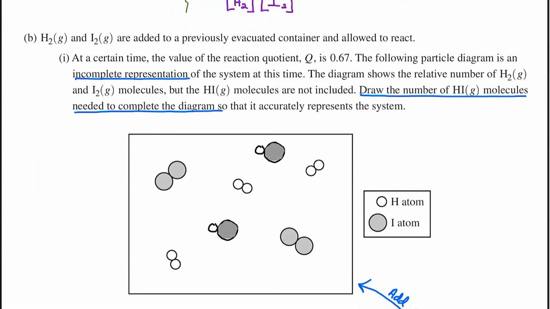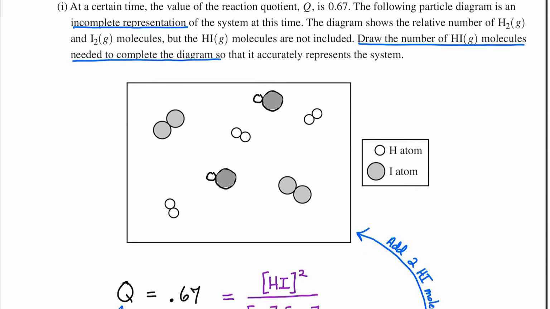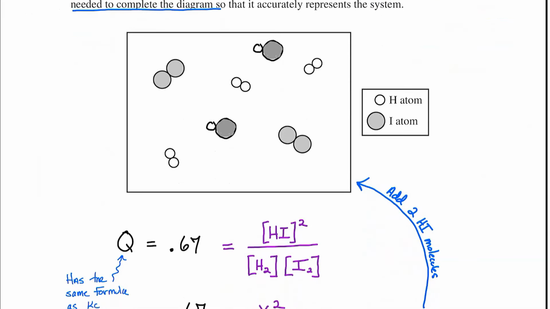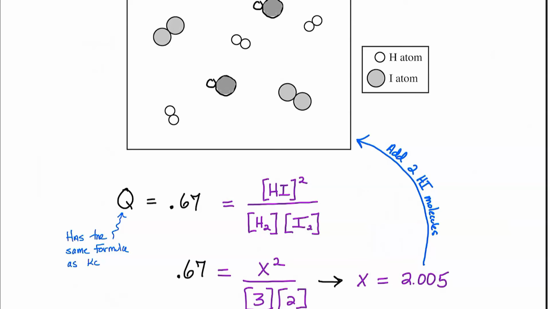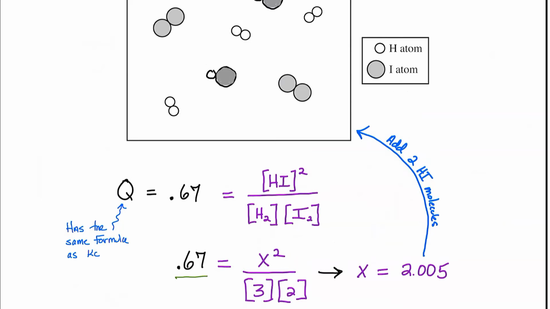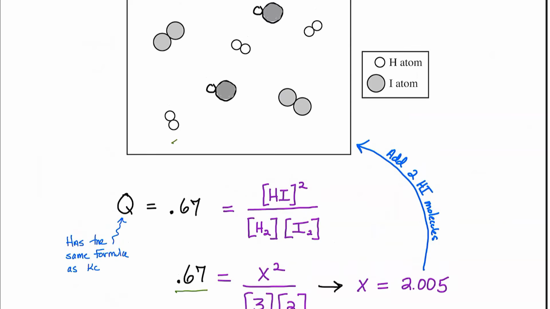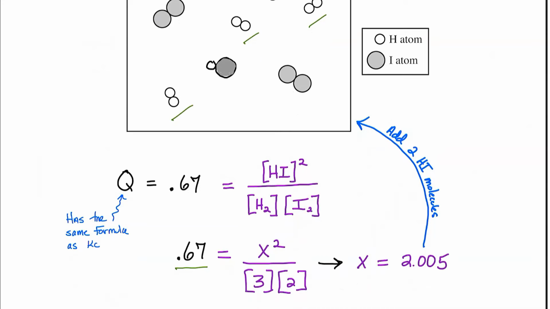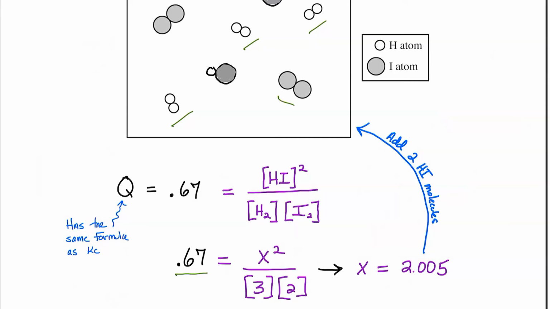Okay, so I know right away that Q and K, P, Kc, Ka, any equilibrium constant, have the same formula. So even though you probably have never done this, we're going to solve for what the other value is in the Q. If you know the Q is 0.67, and from my diagram, I've got 3 what? I've got 3 hydrogens. I've got 2 iodines. What does that mean? Well, I put that into my equation.